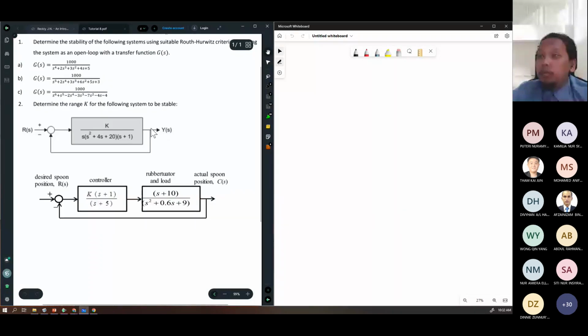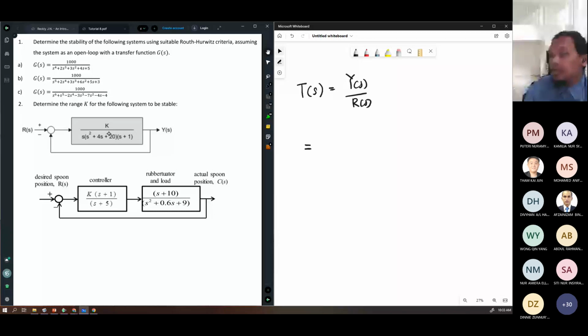But in question number 2, the system given to you is in feedback, or there is a block diagram given to you. So what you need to do first is simplify the block diagram. Let's look at the first block diagram here. The arrangement is in feedback, so you can simplify this using the feedback formula. So you can find the closed loop transfer function by using the feedback formula.